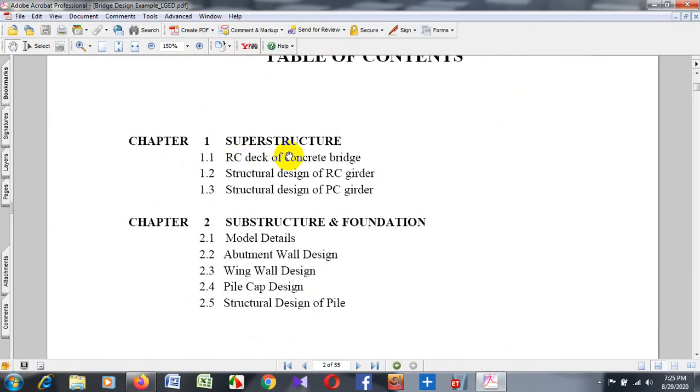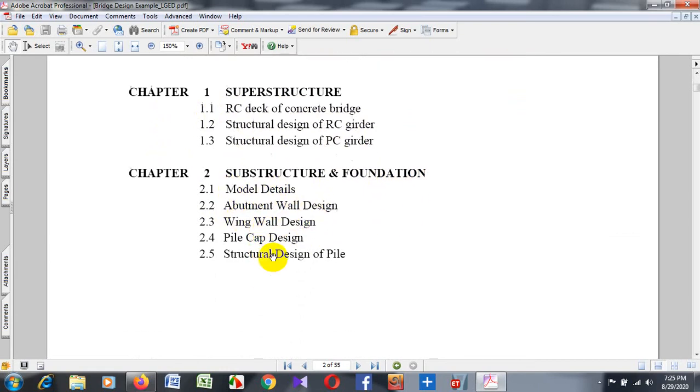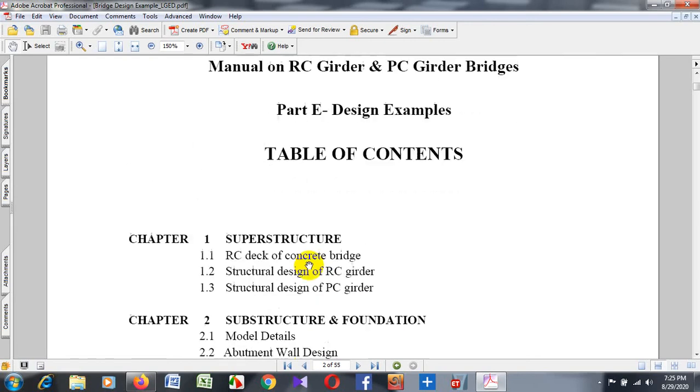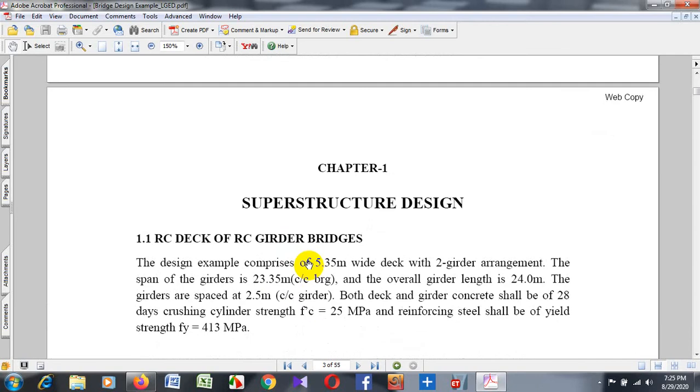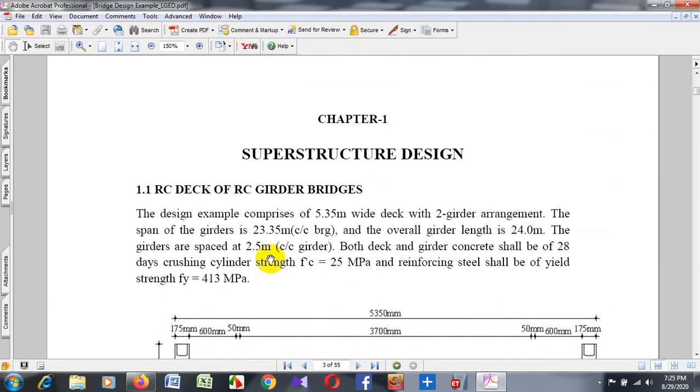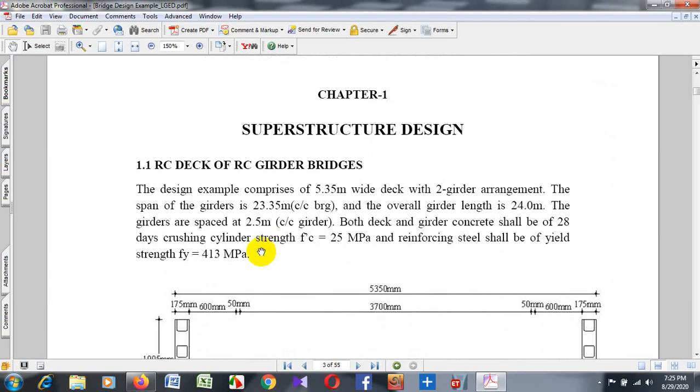The table of contents consists of: superstructure, RCC deck of concrete bridge, structural design of RCC girder, structural design of PC plate girder bridge, substructure and foundation, model details, abutment wall design, wing wall design, pile cap design, and structural design of pile cap. Now chapter 1, superstructure design.